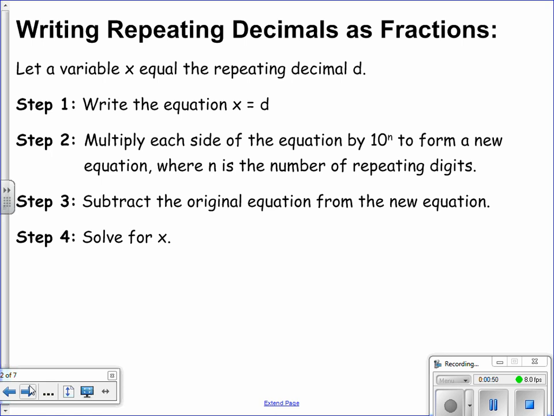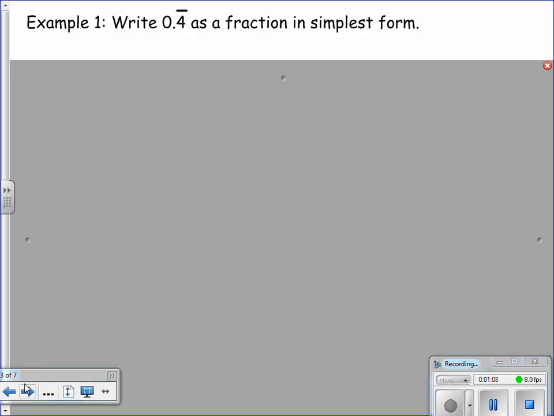Then you'll subtract the original equation from the new equation. So you start with the step 2 equation and subtract the step 1 equation. That's what you're really doing in step 3. And in step 4, you're just solving for x. And then you'll have your repeating decimal as a fraction. Now let's actually put that into an example for you.